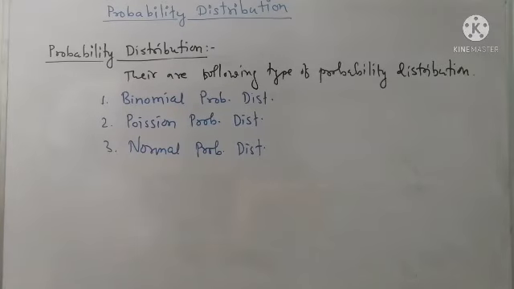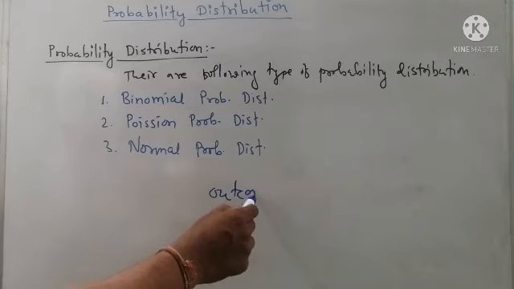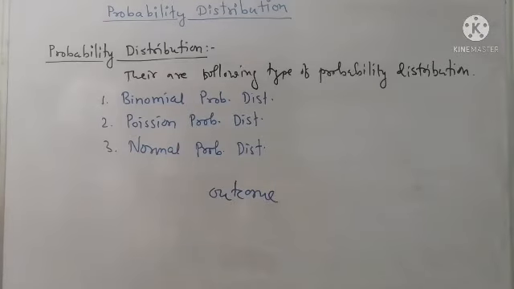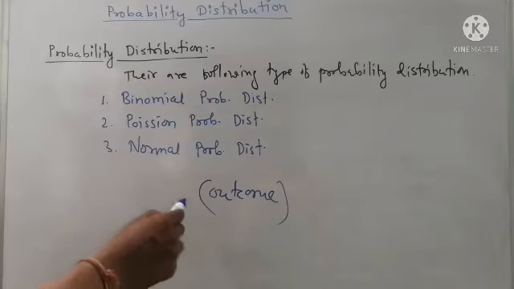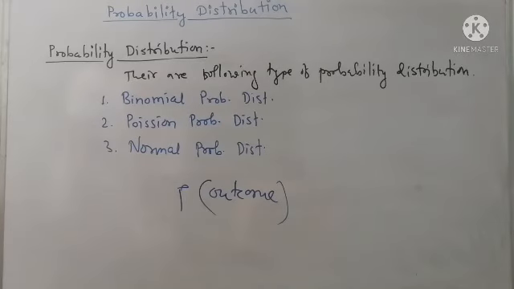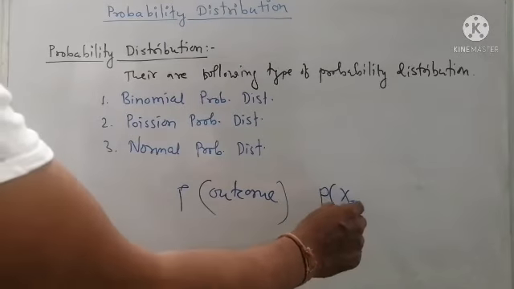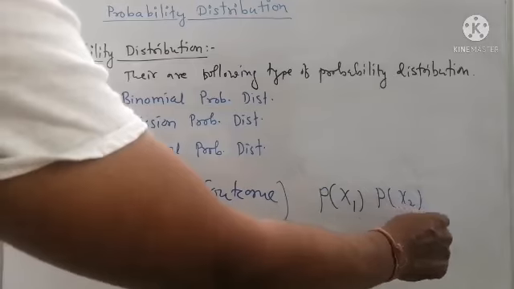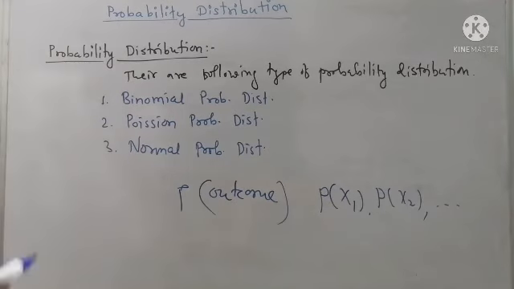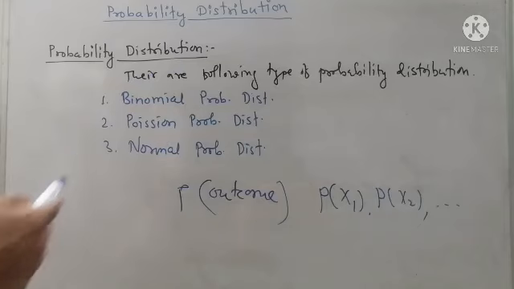As we know, a random variable is the outcome of an event, and an outcome or event has a probability. So this random variable has a probability, that is p of x1, p of x2, p of x3, and such a distribution is called a probability distribution. That means the probability distribution is the probability of the random variable. These random variables are of two types: discrete and continuous.